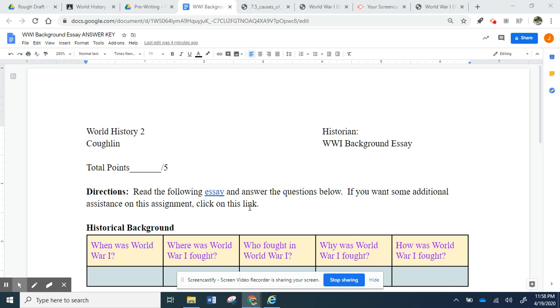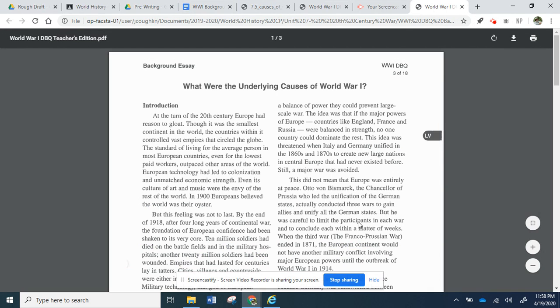To some additional assistance on the World War I background essay. So what we're going to do is click on this link. It's also attached in your instructions today, but since we're on this assignment, we're just going to click on this link, and that's going to bring us to this. And it says, what were the underlying causes of World War I?